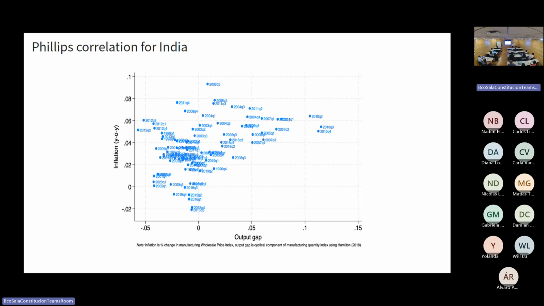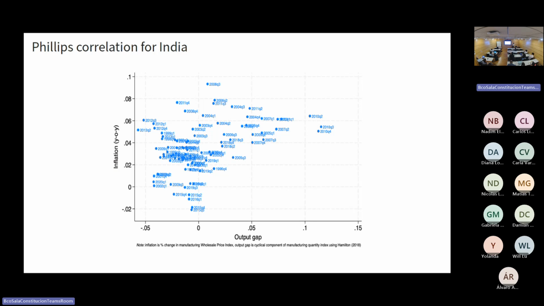Okay, the Hamilton filter is basically a method that builds transitory changes on the idea of forecast errors. It's going to regress output on lagged values of output, and it's going to compute the difference between the actual realization of output and the fitted value as a transitory shock of output. Okay? And on the y-axis, we're going to have annual inflation in the manufacturing sector in India. I'm using the manufacturing sector because that's what we have the micro data for. Each dot is a quarter.